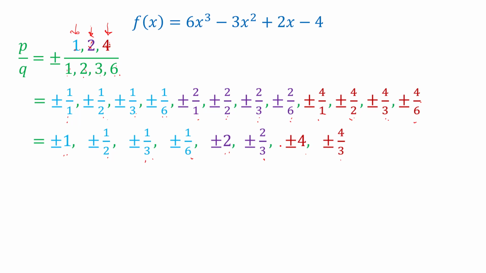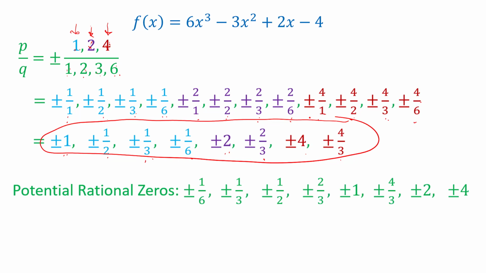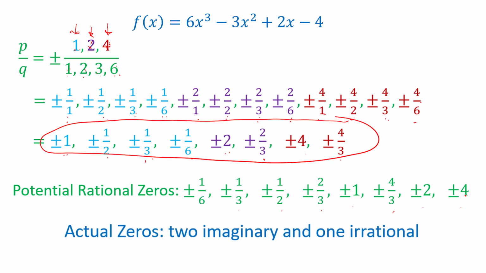The only other thing I might do is maybe write these in order. You actually have a fine answer right here if you want to leave it this way, but if you want to write your numbers in order, you would have the potential rational zeros here of plus or minus 1/6, plus or minus 1/3, plus or minus 1/2, plus or minus 2/3, plus or minus 1, plus or minus 4/3, plus or minus 2, plus or minus 4. And you'll get some practice with this in the exercises. One thing to note here, these are potential rational zeros.